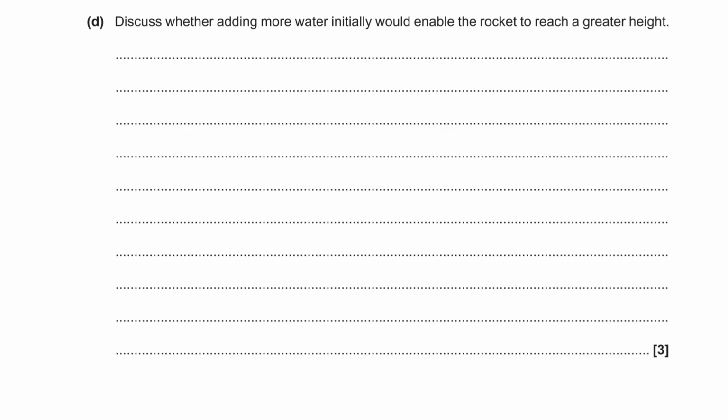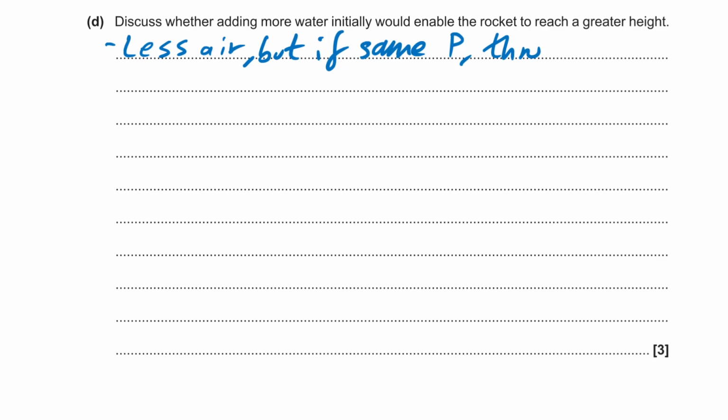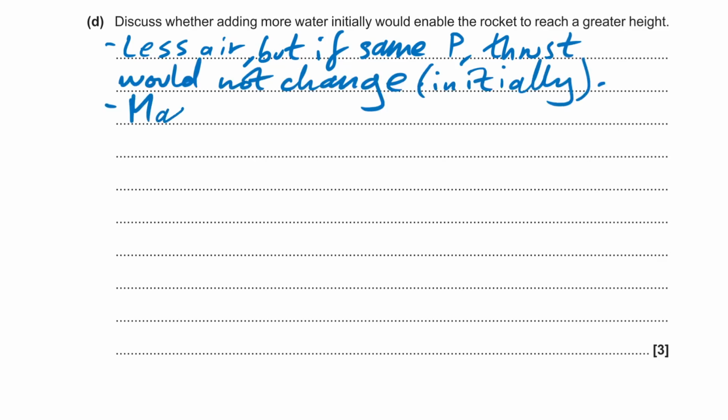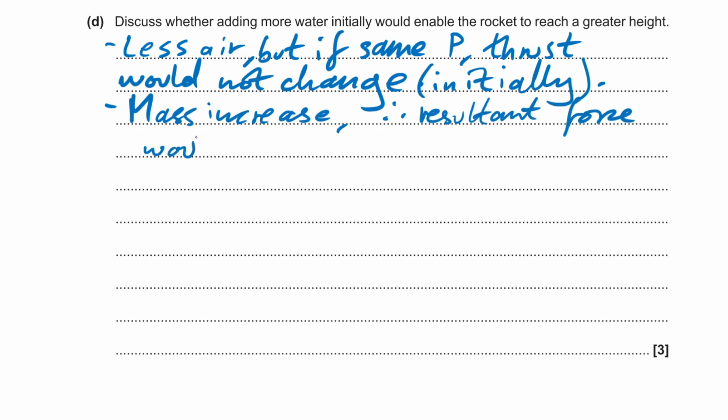Part D: discuss whether adding more water would enable the rocket to reach a greater height. Again, not an easy question this. Let's have a think about the air for starters that was in there. So that would mean that we would have less air. But if we're assuming that the pressure is the same, thrust would not change, at least initially. However, mass would increase, therefore resultant force would change. It would decrease, and therefore acceleration too.